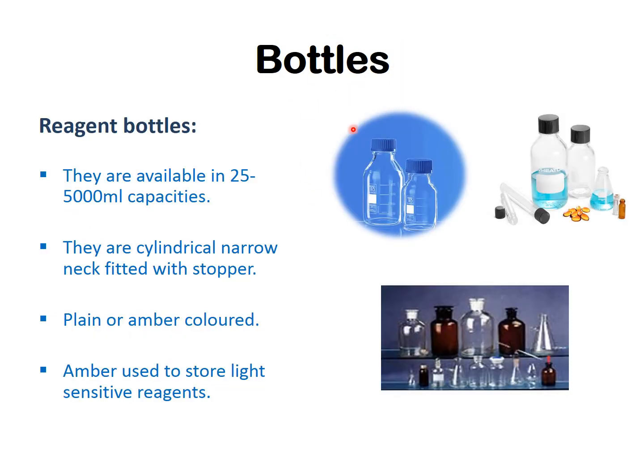Now the bottles. First we come to the reagent bottles. These are 25 to 5000 ml capacities. They are cylindrical, with a narrow neck, fitted with a stopper. They all have stoppers. They are of two types. This dark colored one is an amber bottle. If the solution is light sensitive, then we keep it in these amber colored bottles. Whereas if it is not light sensitive, or for any other reagents, we keep it in a plain bottle.